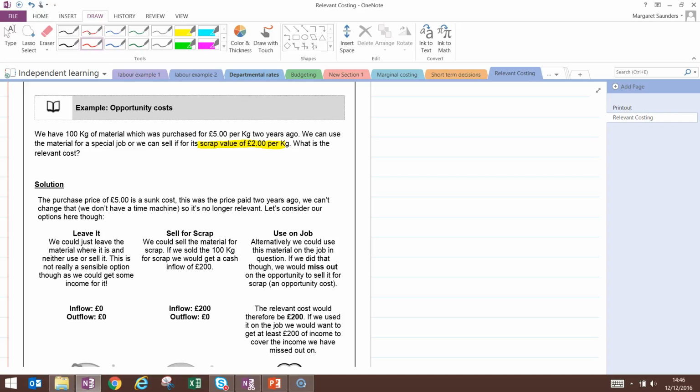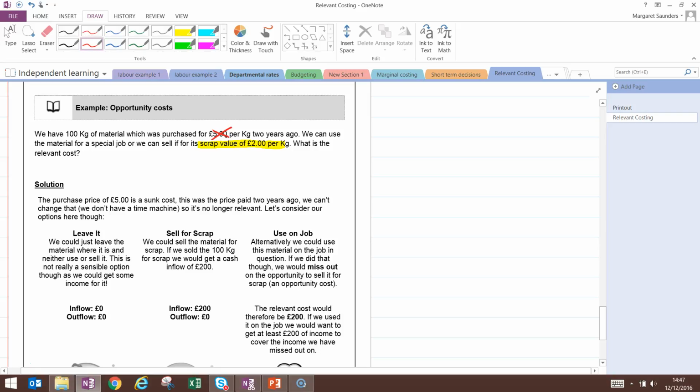Now, whenever you have a question like this, always look to see if there's any costs that you can eliminate. Now we were told that the material was purchased for £5 2 years ago. So that £5 was paid in the past. It is not a future cost. So for the purpose of identifying whether the cost is relevant or not, the £5 is not relevant. So we'll cross that through.